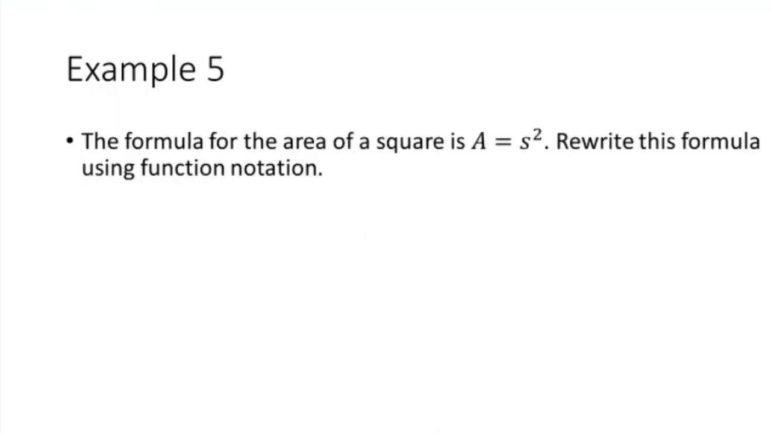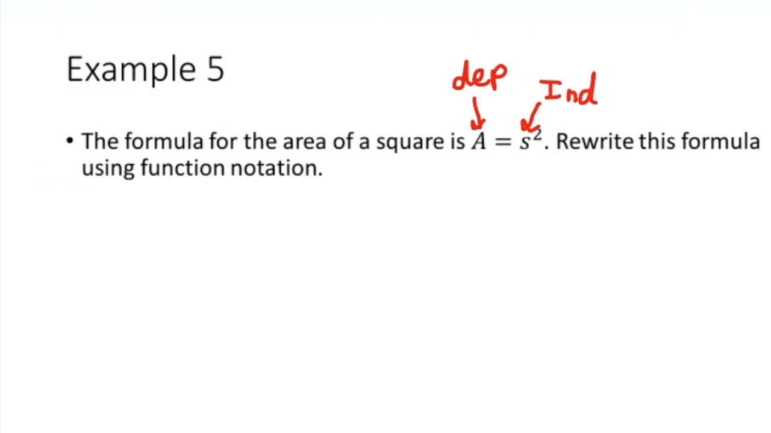If we have a formula, we can always rewrite it in function notation. For example, here, the formula for the area of a square is A = s². A is the area, s refers to the length of one side of the square. We're going to rewrite this using function notation. Thinking back to geometry, the area of the square depends on its length. So we can designate A as the dependent variable and s as the independent variable.